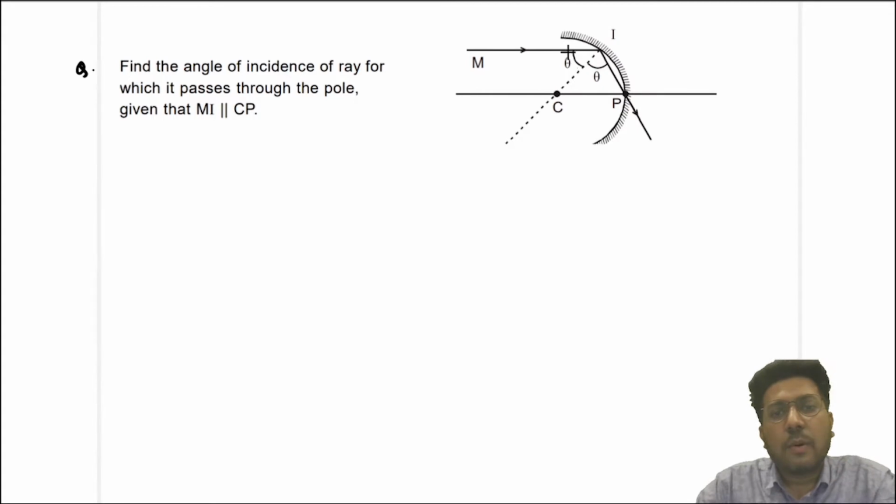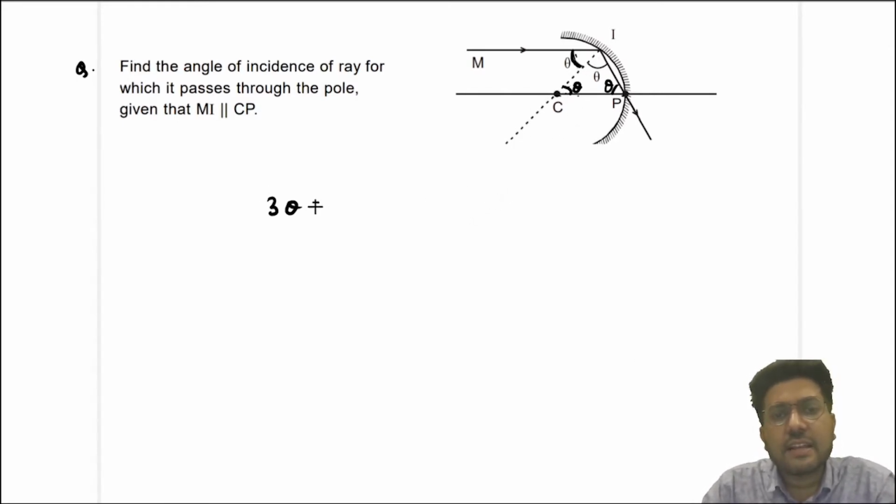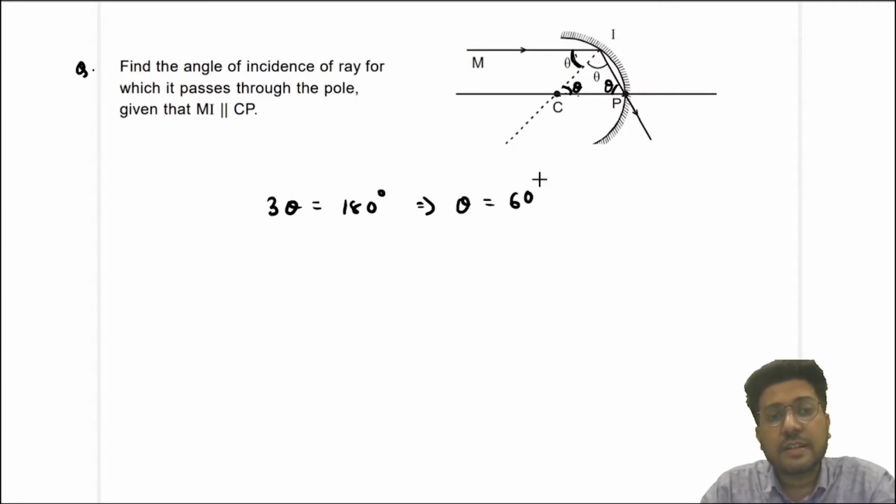Now, if this angle is theta, clearly this angle is theta, because these two are alternate angles. It is given in the question that these two lines are parallel. Also, this is a radius, and this is also a radius. That means this triangle is an isosceles triangle, right? So if these two sides are equal, if this is theta, this is also theta, but this was also theta. That means this is an equilateral triangle and 3 theta is equal to 180 degrees. That means theta is equal to 60 degrees.